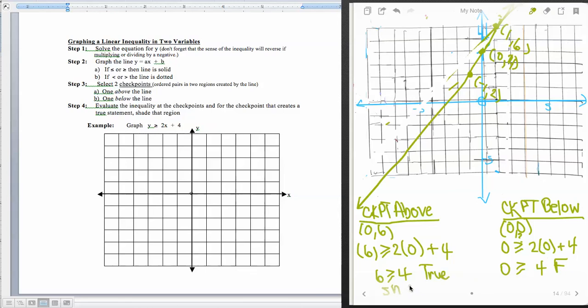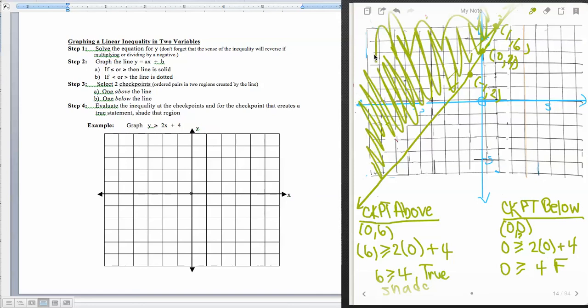Therefore, I'm going to shade that region. I'm going to shade the region above this boundary line, and that is going to form my solution. And then lastly, I'm going to put my inequality here, y is greater than or equal to 2x plus 4. And that's what the solution to a linear inequality in 2 variables looks like.